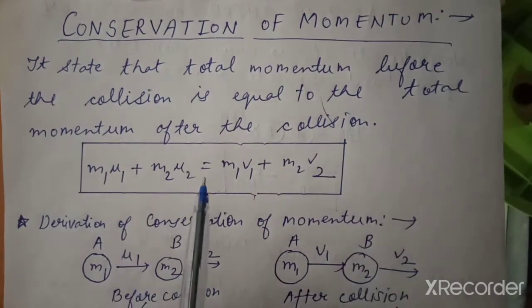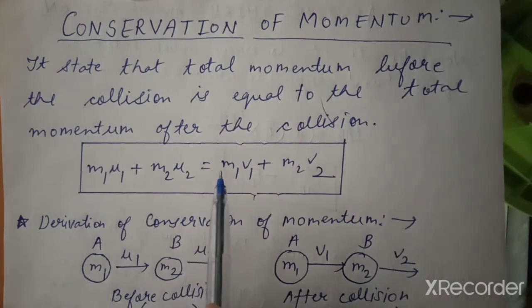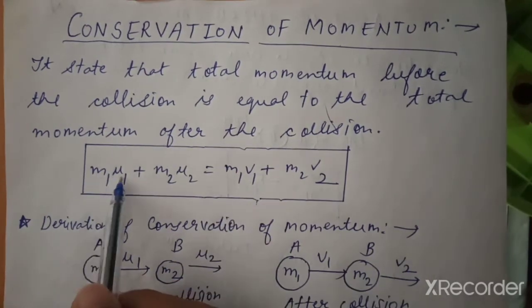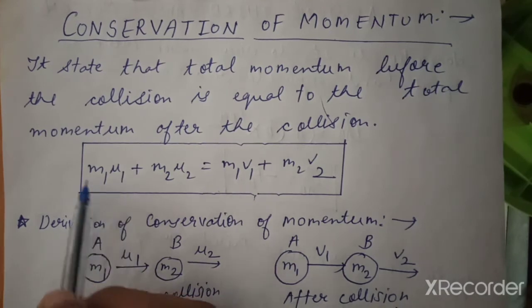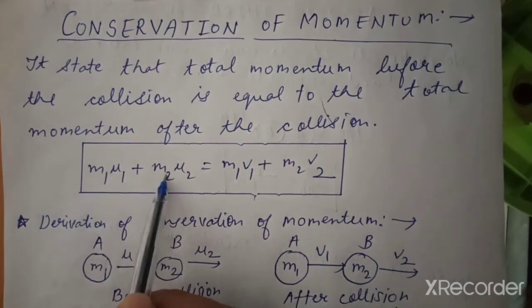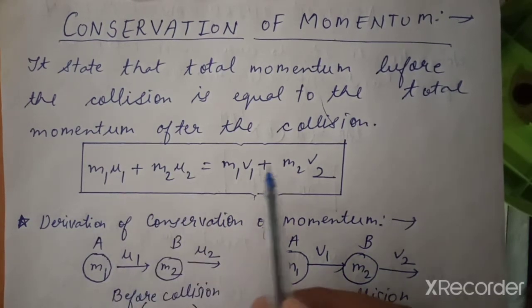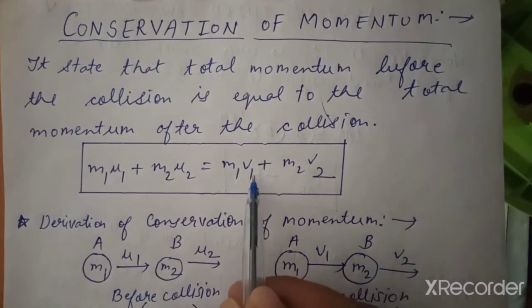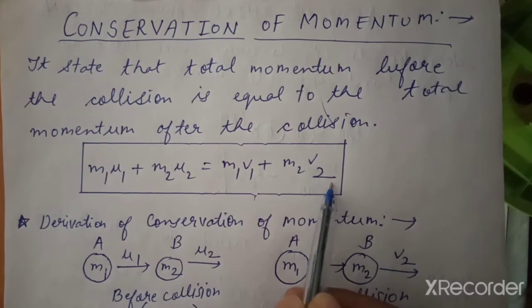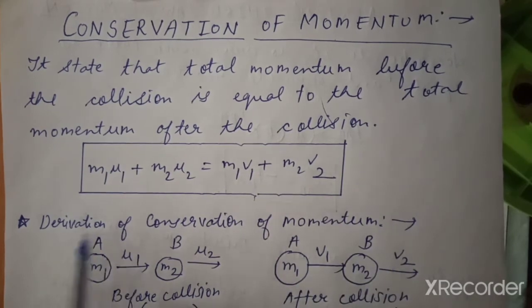So when the objects are striking, before collision they have their mass and initial velocity. There are two objects of masses m1 and m2 having initial velocities u1 and u2. But after their striking, they will have the final velocities v1 and v2. So today we are doing the derivation of conservation of momentum.